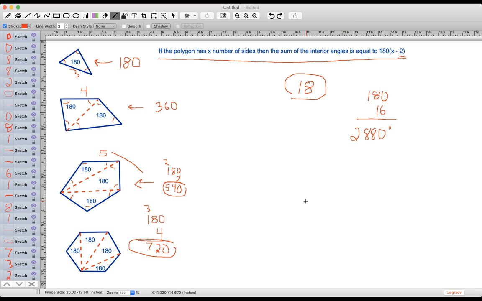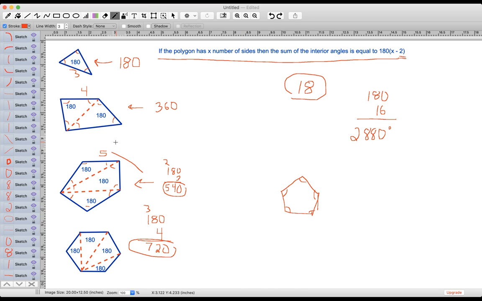Now, in your lesson, you'll also be asked to find what the individual angles are if it's a regular polygon. What I mean by a regular polygon is that all the angles are equal in measure. So if it's a regular polygon, what you first do is find the sum of all the angles added together, and then you divide by how many angles there are.